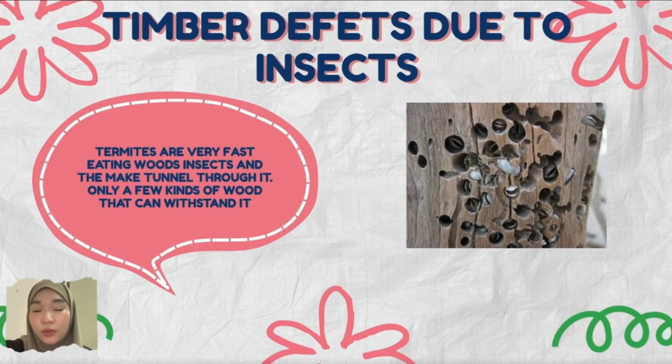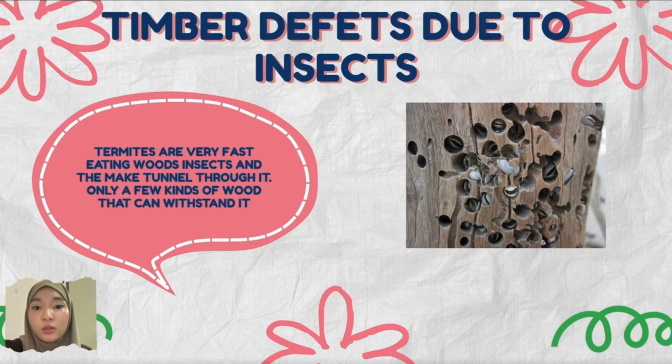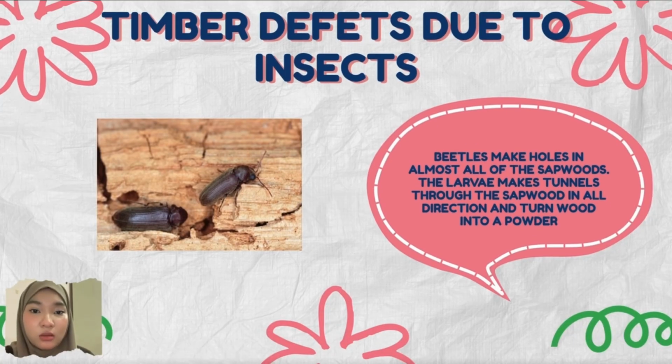Next are the timber defects due to insects. The first one is termites. Termites are very fast-eating wood insects, and they make tunnels through the wood. Only a few kinds of wood can withstand them. Lastly, beetles. Beetles make holes in almost all of the sapwoods. The larvae make tunnels through the sapwoods in all directions and turn the wood into a powder.